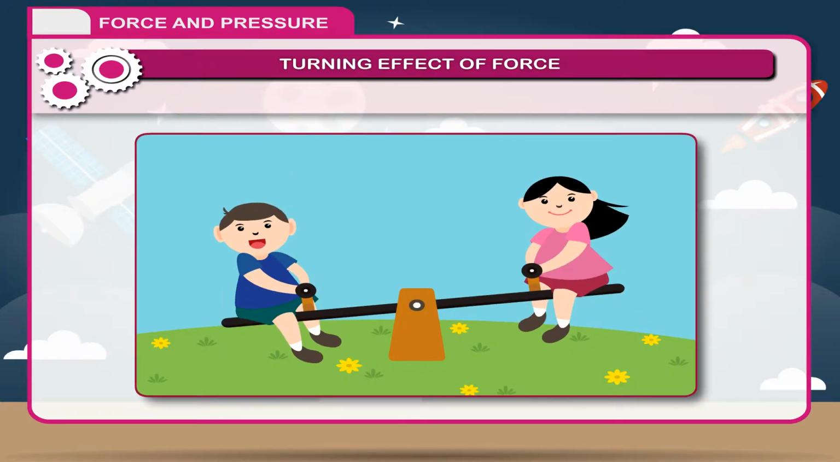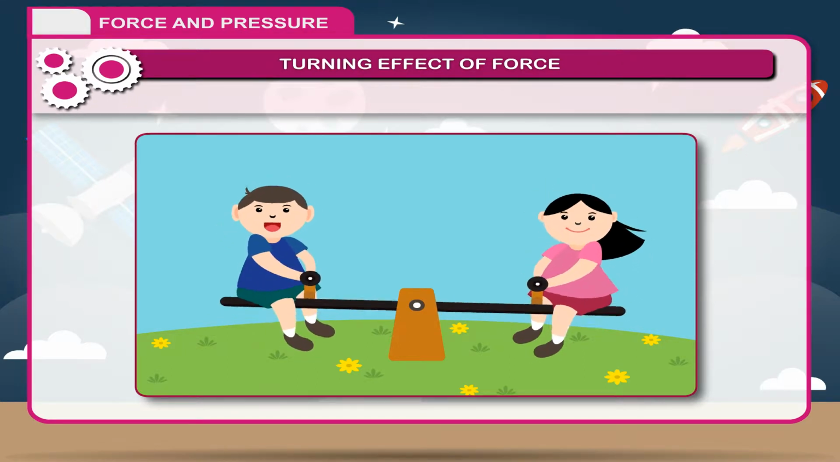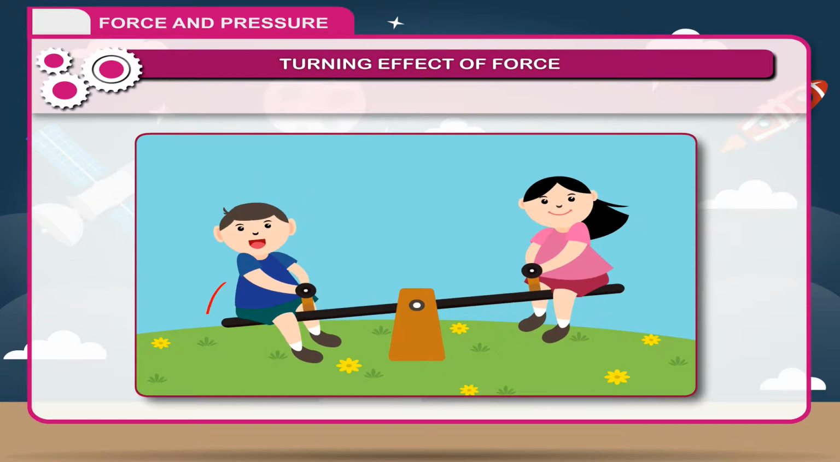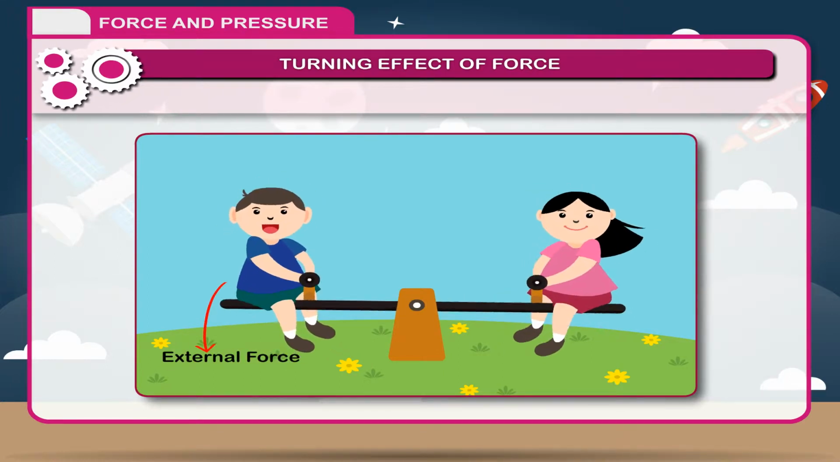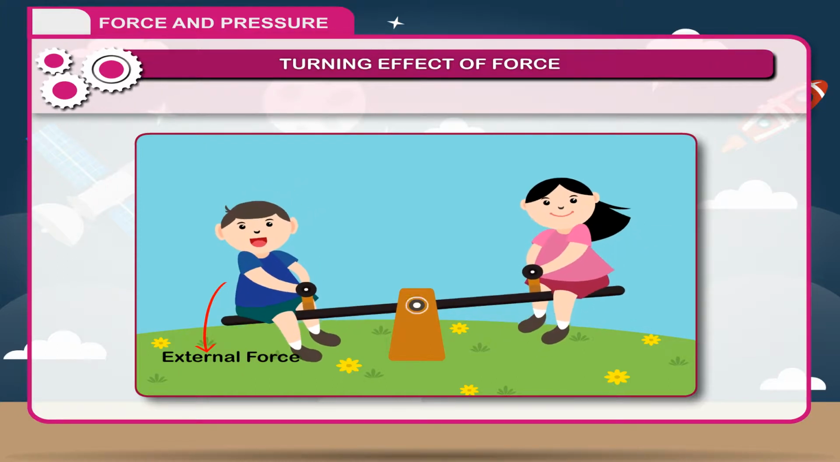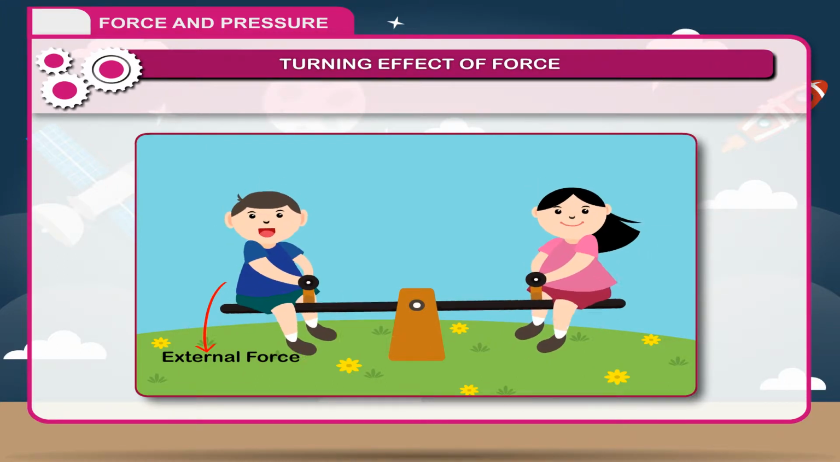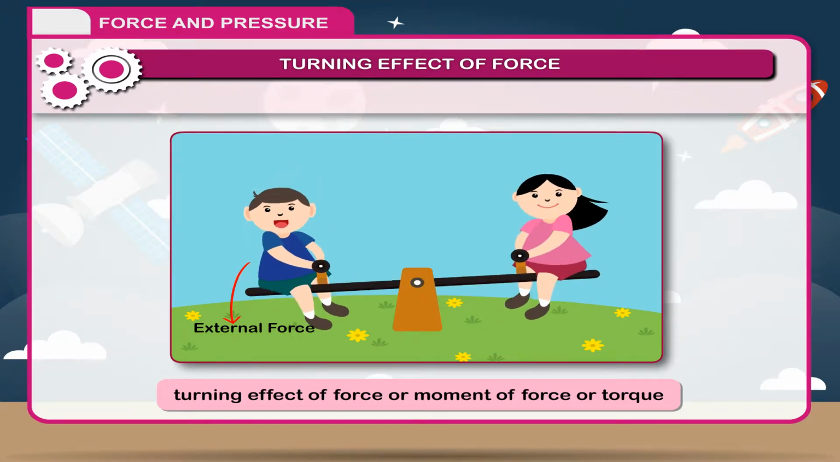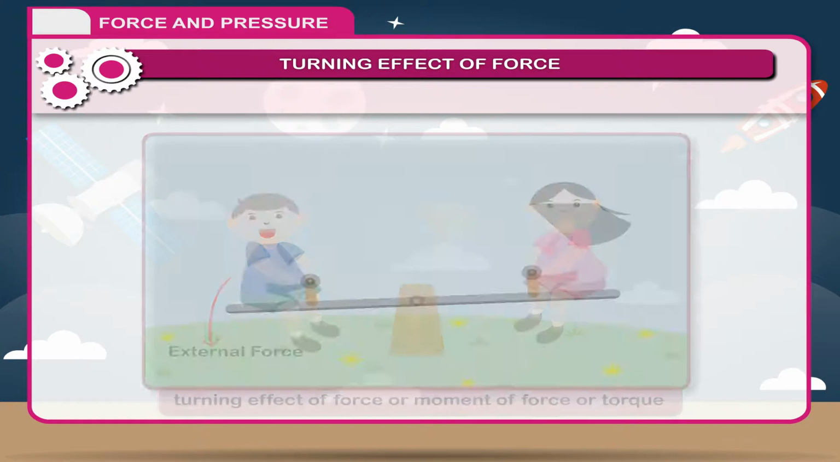It is not the force alone, but how and where the force is applied that is important. Thus, when an external force acts on a body, it has a tendency to rotate the body about a fixed point. This is called the turning effect of force, or moment of force, or torque.